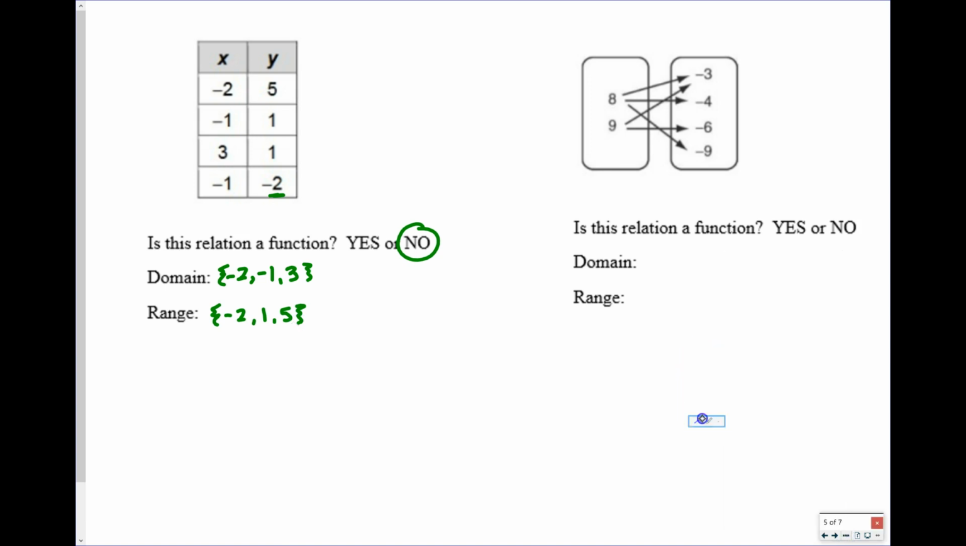Finally, this last guy is a total disaster area. This is not a function in every way, shape, and form. This 8 wants to be 3 different things. He wants to be all kinds of things, and this 9 wants to be 2 things. Like, not a function in any type of way. It has a very small domain of {8, 9}, and a pretty small range of {-9, -6, -4, -3}. And notice I went from least to greatest.